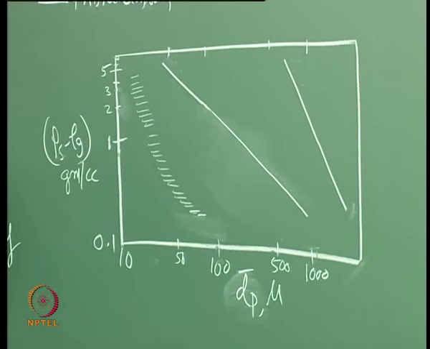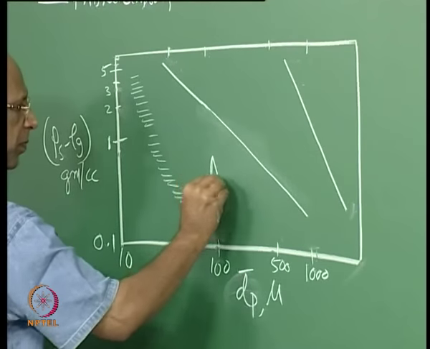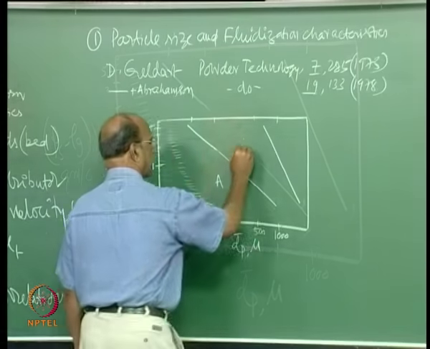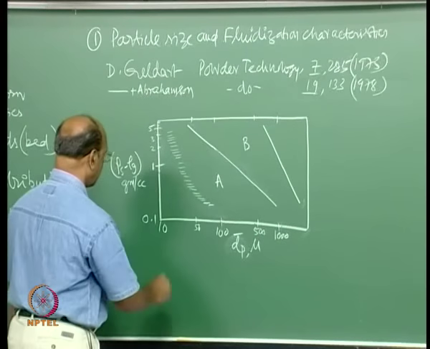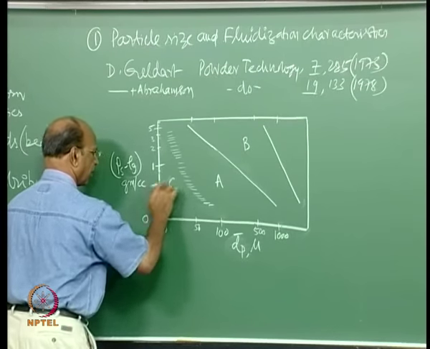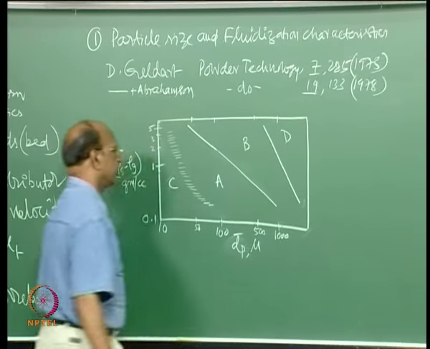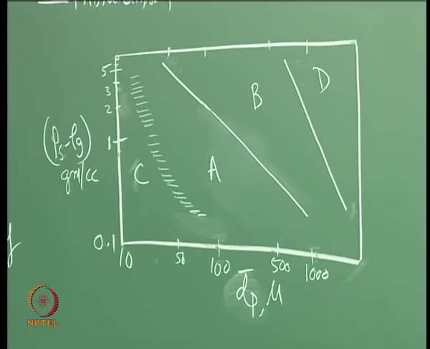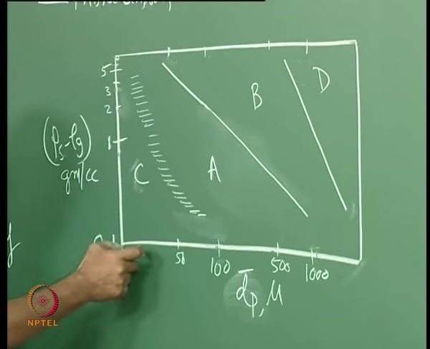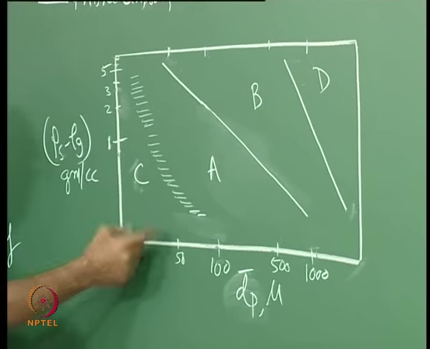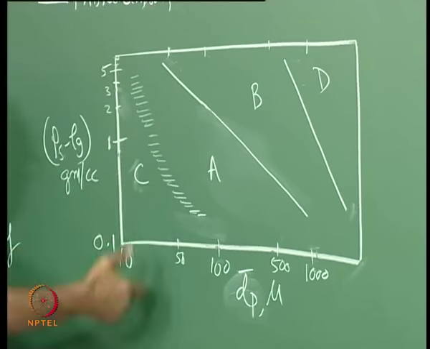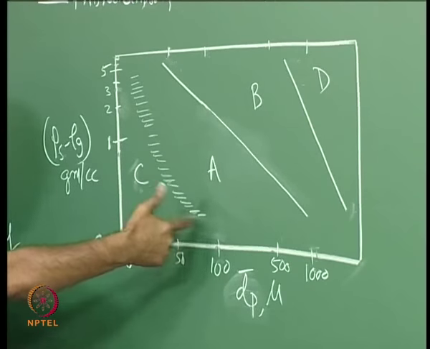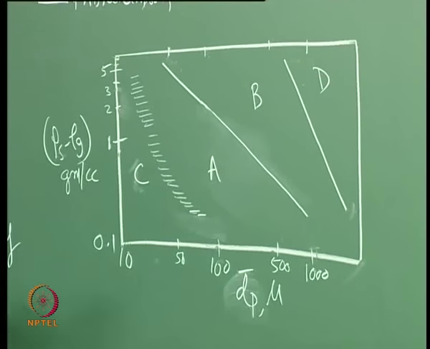So then what he calls is, this he calls group A, this he calls group B, this he calls group C, and this group D, okay. So now we have to see, first of all, what is group C, group A, group D and all that, right. So group C particles are the cohesive particles. You can see they are smaller size, fine size. See here, even around maybe 20 microns, 50 microns, less than 50 microns, and in general less than 100 microns. But these boundaries are not exact.